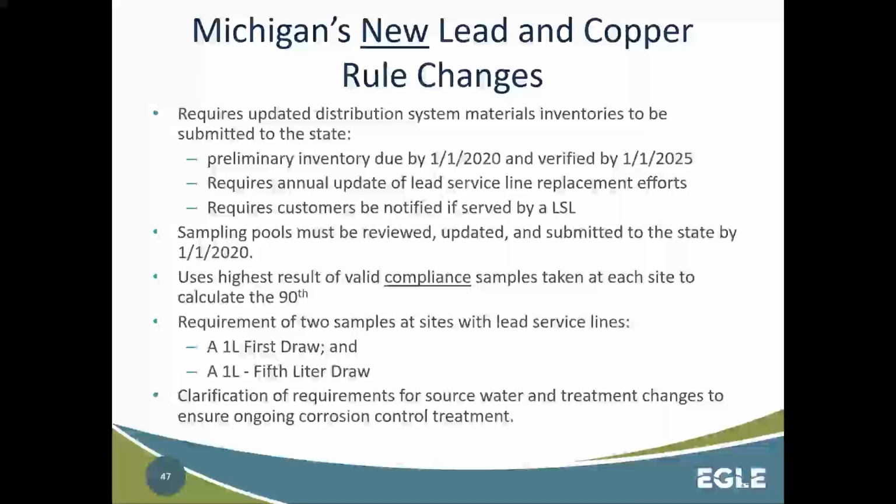You had to update your sampling pools. You had to submit your sampling pools, make sure those are all appropriate. Again, we should be doing all of those things already. You have to use your highest results for your compliance tracking. You have to use your first fifth liter for the draw methods, and things like that.